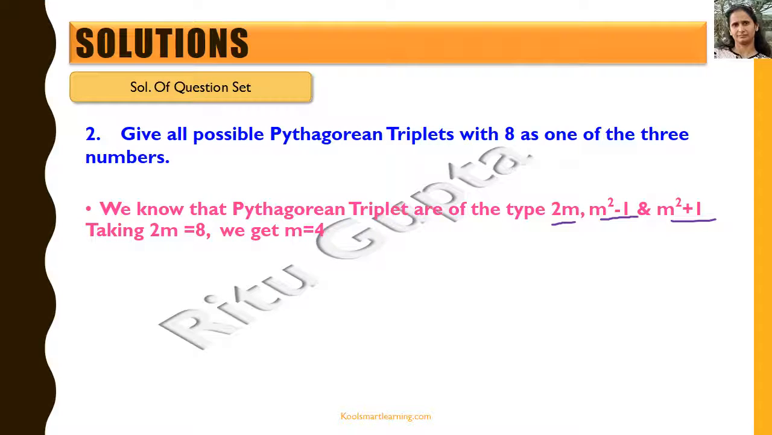So now we have 8 as one of the three numbers in the Pythagorean triplet. First we take 2m equal to 8. That gives us m equal to 4, and we put this value in m square minus 1 and m square plus 1, and we get the two numbers 15 and 17. So we get one triplet as 8, 15 and 17.